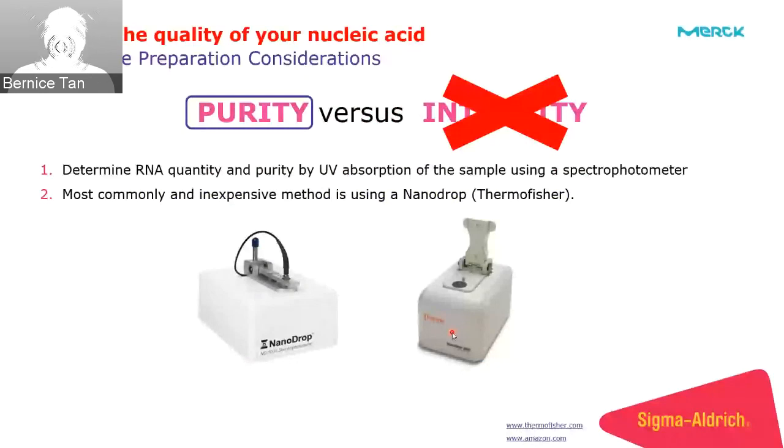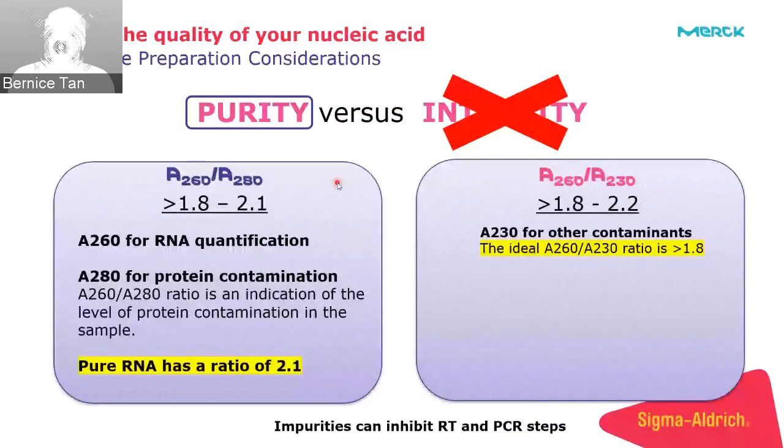When you look at the purity of your sample, you are looking at the absorbance ratio of A260 over A280, as well as the absorbance ratio of A260 over A230. You want both of these values to be greater than 1.8. A260 is the absorbance for pure RNA, and A280 is the absorbance for protein contamination.